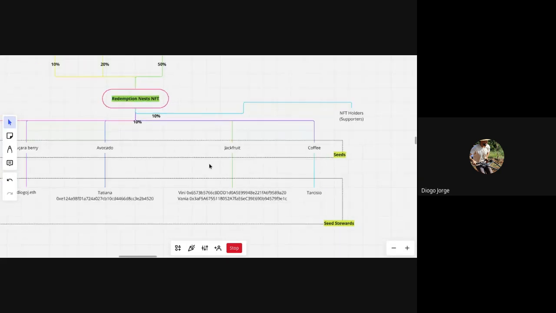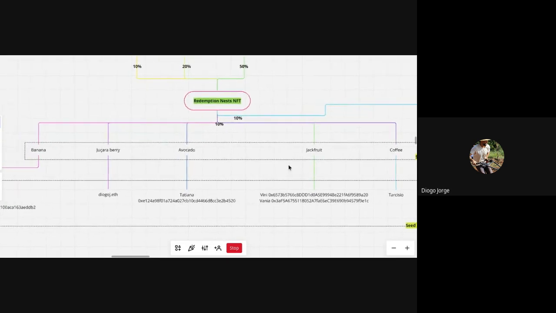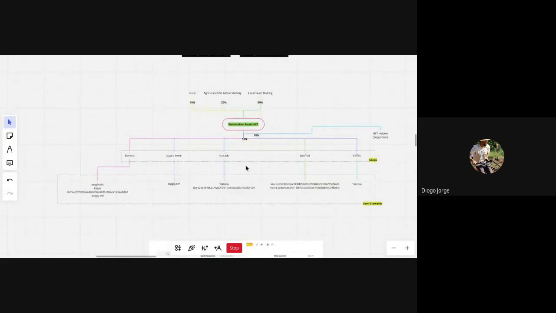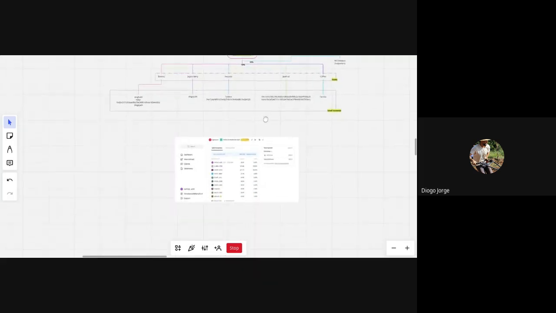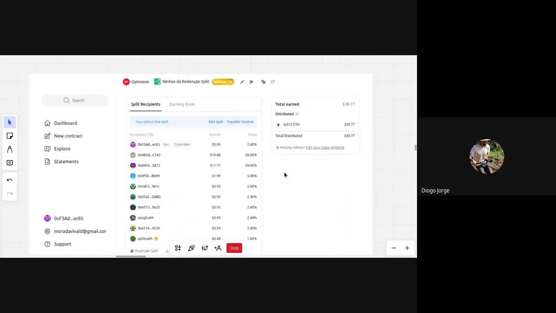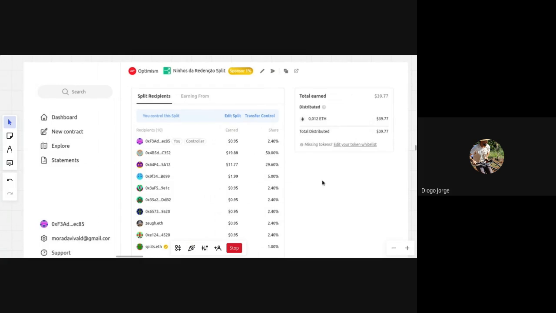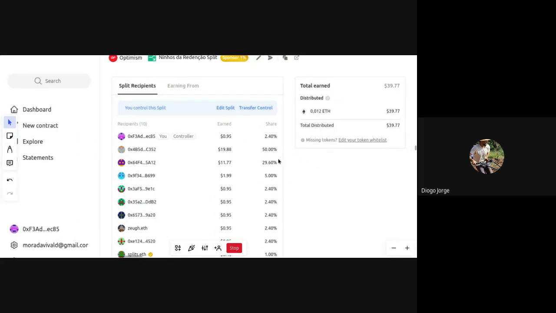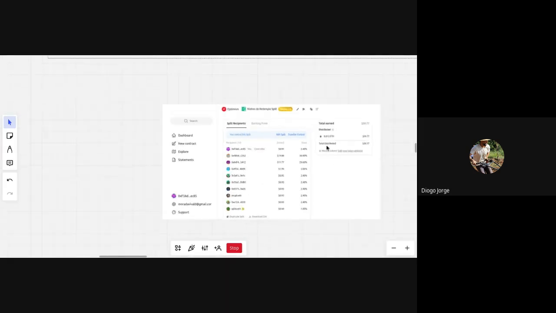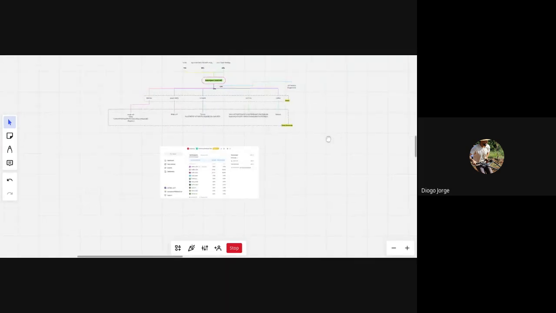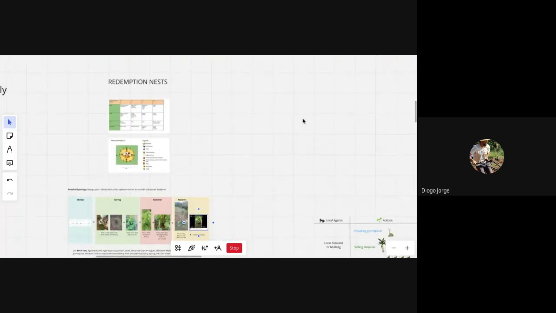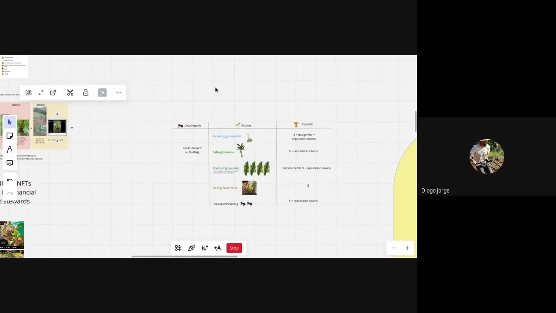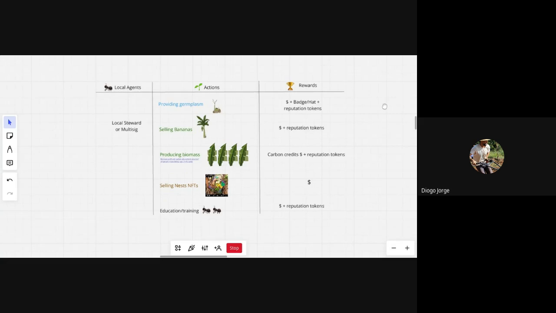So we try to track the origins of every seed in our system and have that attested on chain. So here you can see the split contract from split.xyz. It has sold two, $20 each, and so has distributed almost $40 to the participants, to the agents. So yeah, here I'll talk about these agents in our ecosystem.